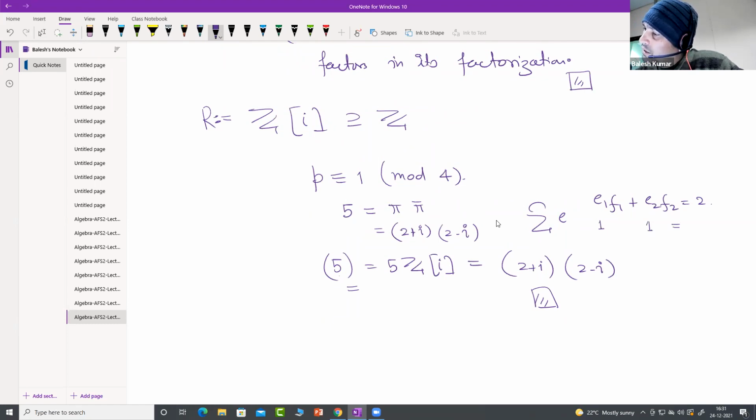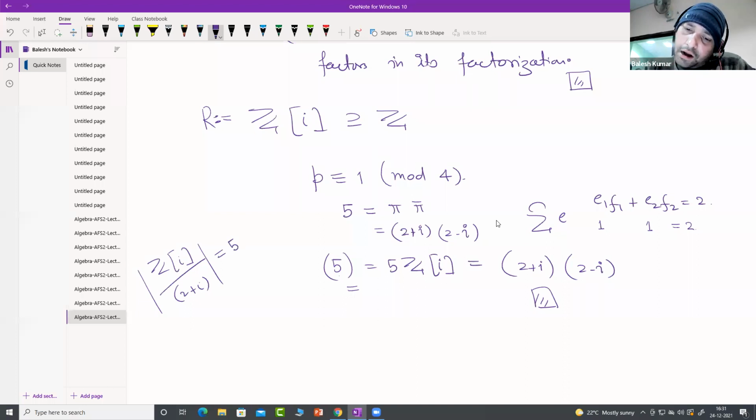And this has to be equal to 2, and one can actually check that if you look at the field Z[i] mod the ideal generated by 2 plus i, that will be a finite field. If you try to see what the cardinality of this finite field is, one can check that it will be exactly equal to the norm of this element. I think you have done this in tutorial, right? Yes. So that will be exactly 5. Therefore the power here is 1. So this will be 1 times 1 plus 1 times 1, which is 2.